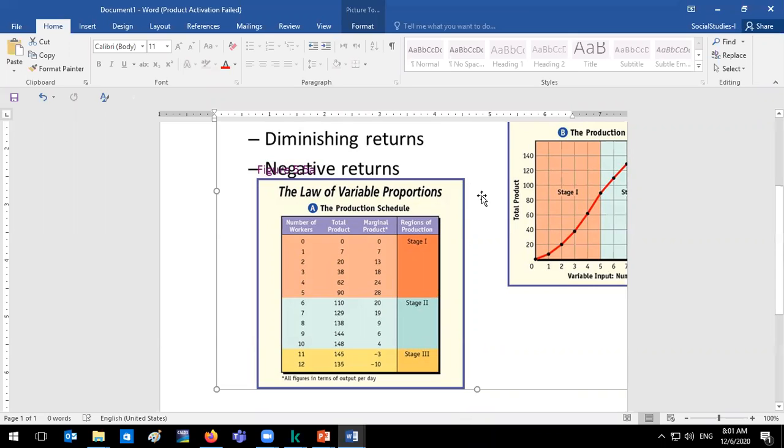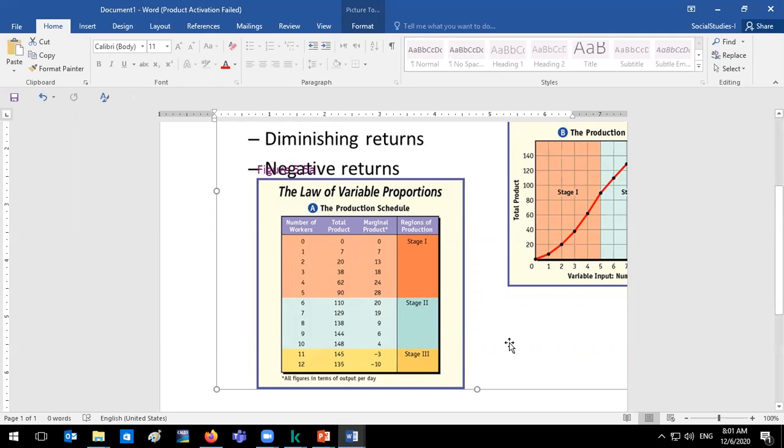Okay, now at zero employees, Maya, how many units or how many goods or total product is this producer producing? Of course, if you have zero employees, your production is zero. Zero.